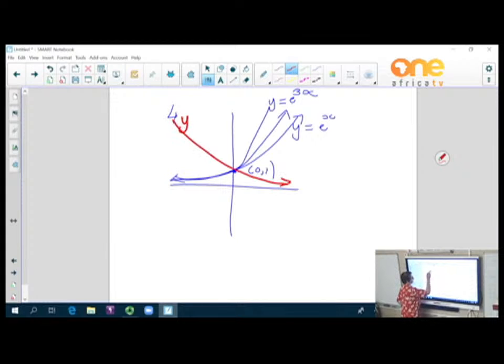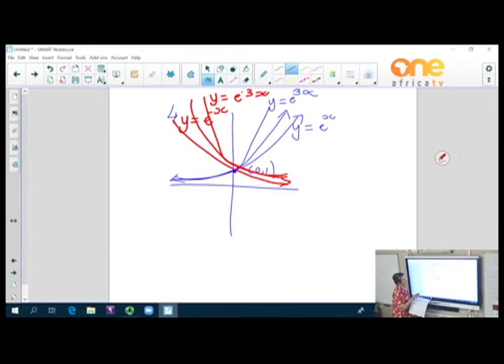This is then y is equal to e to the power of negative x. And then again, they will grow a little bit steeper and a little bit steeper. The last one is y is equal to e to the power of negative 3x. That's how those graphs will change.